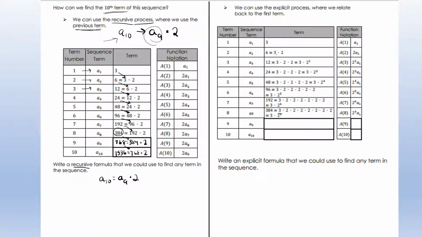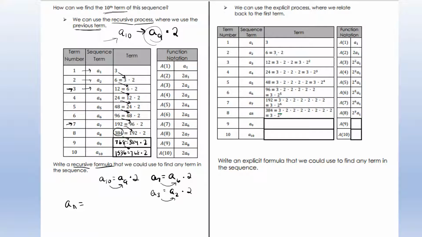So what is a formula we could come up with if we wanted to find any number in the sequence? If I'm looking for any number, I need to know the one right before it. To get the 7th term, A7, we took A6 and multiplied by 2. If we were looking for the 3rd term, A3, we took A2 and multiplied by 2. Notice the relationship between these numbers. We're always taking the one right before it.